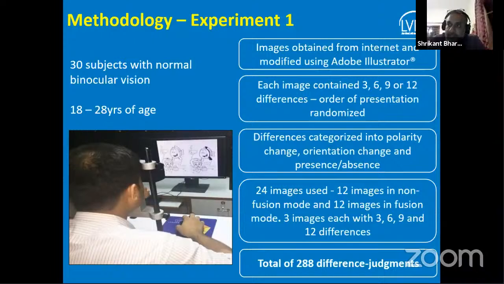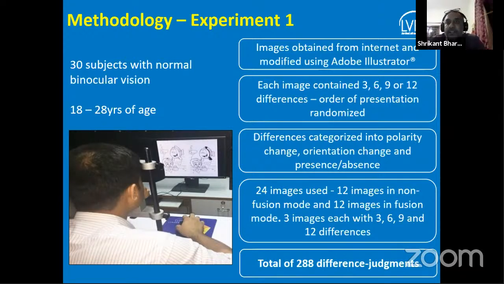So essentially the task became more and more complicated. 3 was an easy task and 12 was a very complicated task. And the order of presentations was all randomized across different subjects. So in total, without getting into too much detail, a subject made about 288 different judgments. Now notice that every subject participated in both the fusion mode and the non-fusion mode of gameplay.